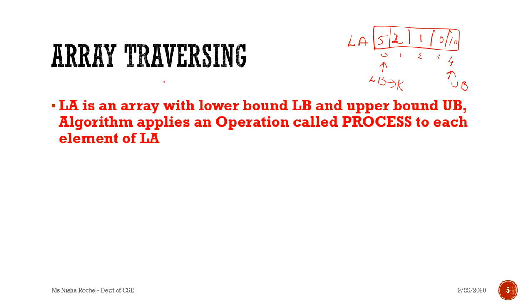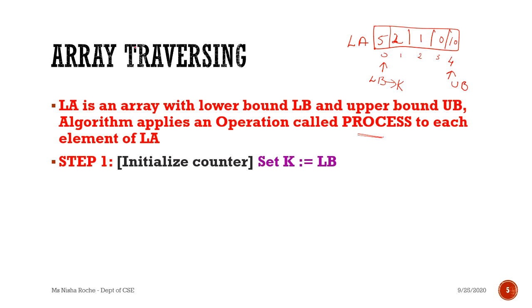LA is an array with lower bound LB and upper bound UB. The algorithm applies an operation called process to each element of LA. So process can be any operation which accesses the array elements. We know that an algorithm is a step-by-step method of solving a problem. So whenever we write an algorithm, we follow steps. So the first step of an algorithm for array traversing is initialize counter. Set k equal to LB.